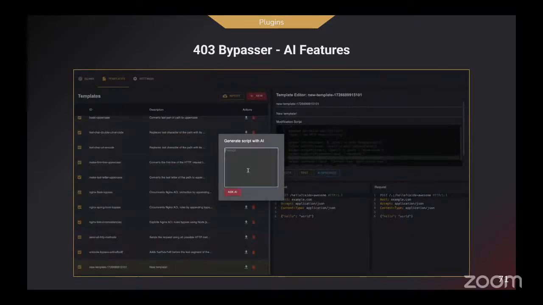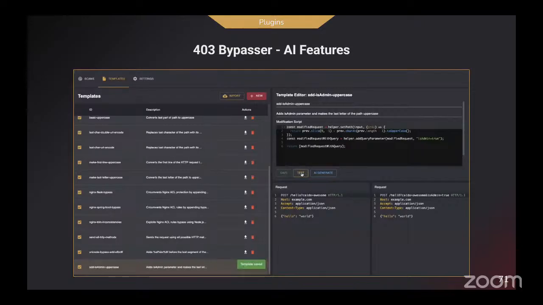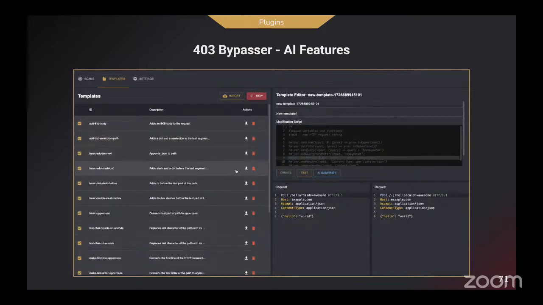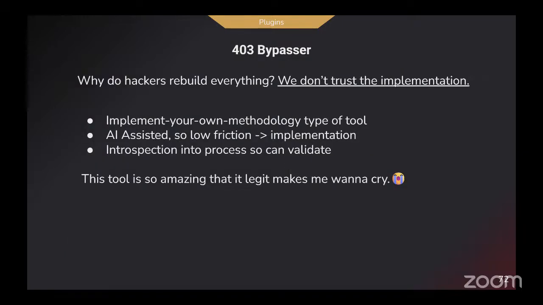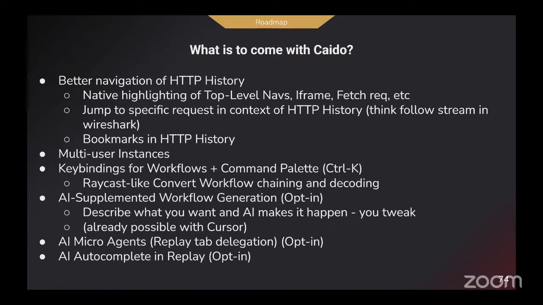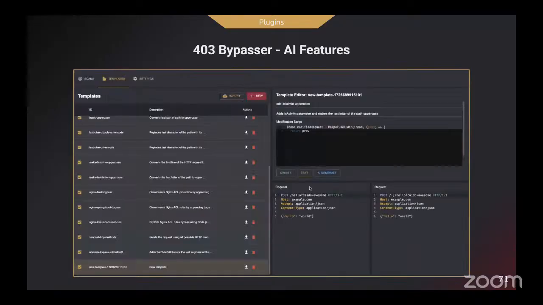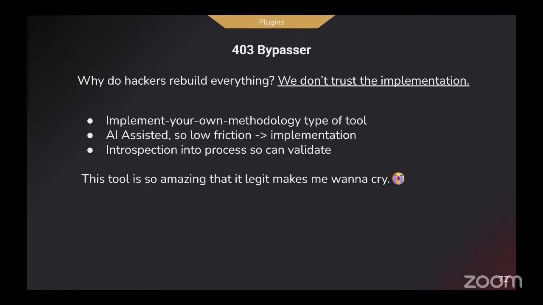It uses AI. You can say, okay, hey, I think I can bypass this 403 by adding the isAdmin parameter. You prompt it with AI. It will actually create that script for you. You can test it right here. See, the isAdmin parameter was added. And then you save, and then you can launch all of these techniques to bypass the 403 with one click and get introspection that it's actually doing what it says it does. Any default selections? Yeah, we have tons of default configs. And it's open source, so if you guys want to contribute.